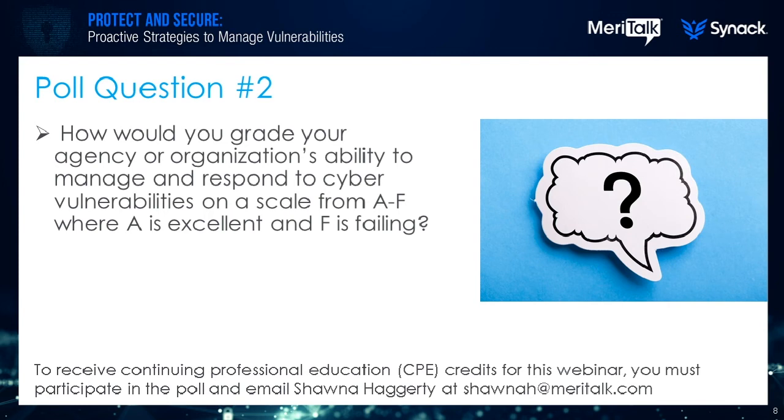Poll question number 2. How would you grade your agency or organization's ability to manage and respond to cyber vulnerabilities on a scale from A to F, where A is excellent and F is failing? Let us know what you think. Please note all answers are anonymous. We are not storing your responses, linking them back to you, and telling your boss. We'll give you a moment to answer, and then we'll continue.